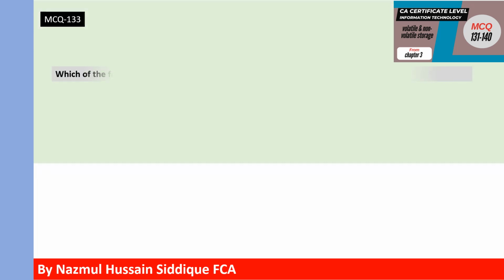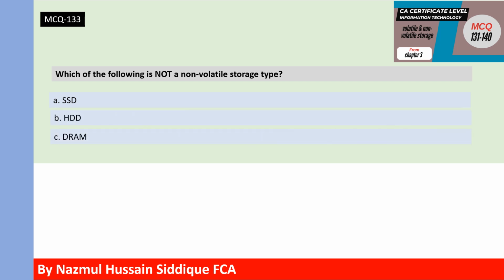Next question. Which of the following is not a non-volatile storage type? Option A, SSD. Option B, HDD. Option C, DRAM. Option D, flash memory. It's a tricky question. We have to find out which one is not a non-volatile storage type.